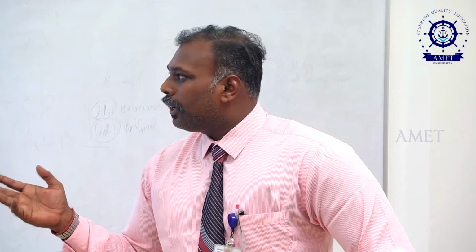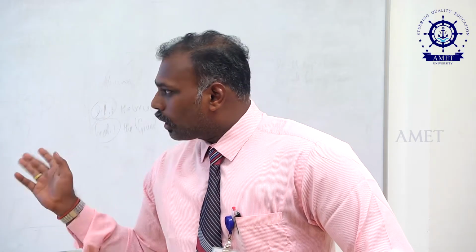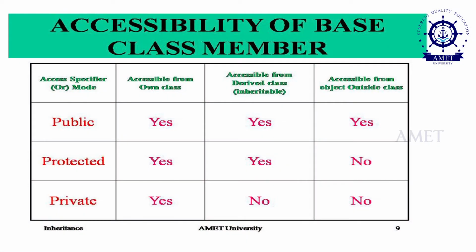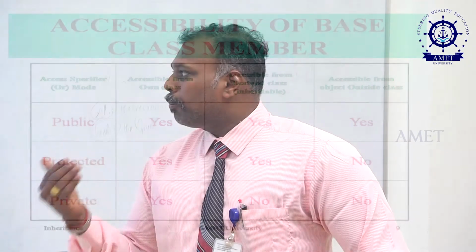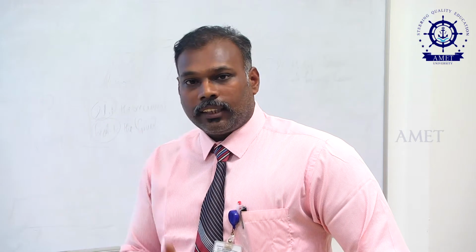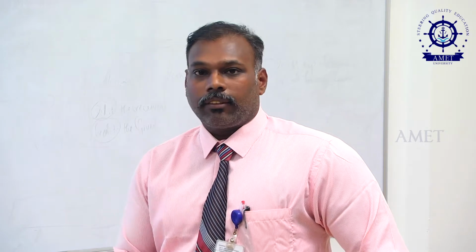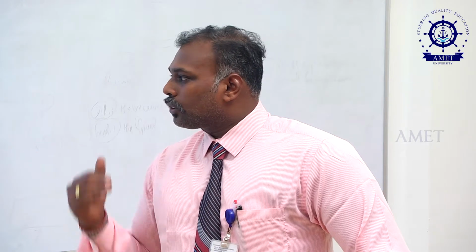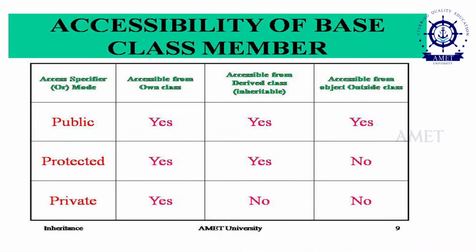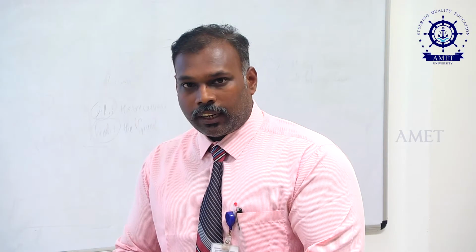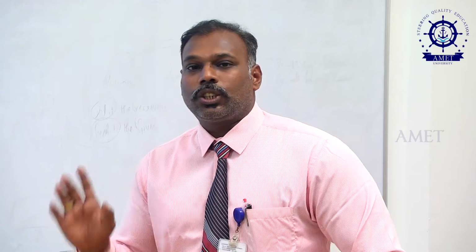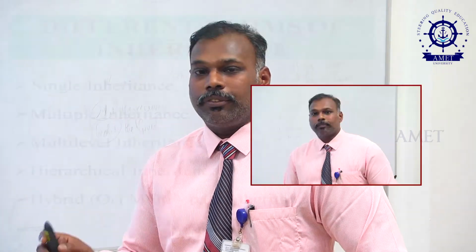So, for private, outside class is not applicable, derived class is not applicable, own class is applicable. Own class in the sense of the base class itself. For public, everything is applicable: inside the class, outside the class, derived class. The last one is protected. Protected can be accessed by its own class and by its derived class, but outside the class it is not applicable. This is in short the access specifiers.